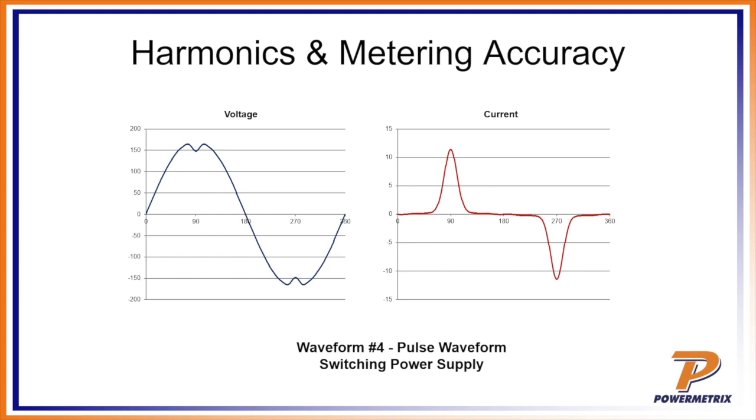Waveform number 4 is the pulse waveform. This is also another form of switching power supply. Once again, you have a little bit sharper peak on the current, a little bit more inflection on the voltage. Much higher current harmonic content in this particular waveform set.